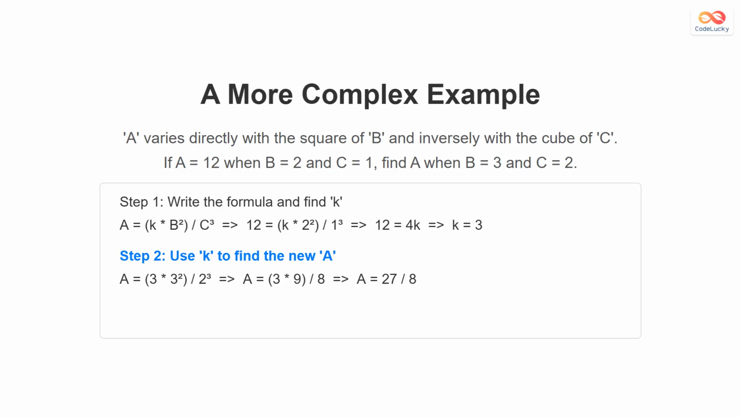Let's try a harder one. A varies directly with the square of b and inversely with the cube of c. If a is 12 when b is 2 and c is 1, find a when b is 3 and c is 2. First, we find k. 12 equals k times 2 squared divided by 1 cubed. This simplifies to 12 equals 4k, so k is 3. Now, we find a equals 3 times 3 squared divided by 2 cubed. This is 27 divided by 8.